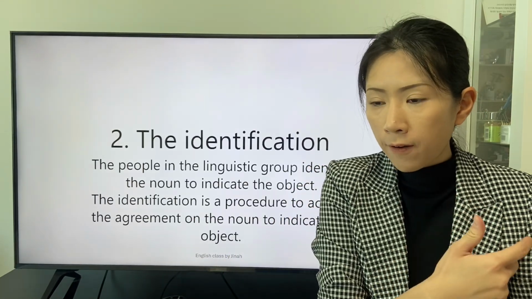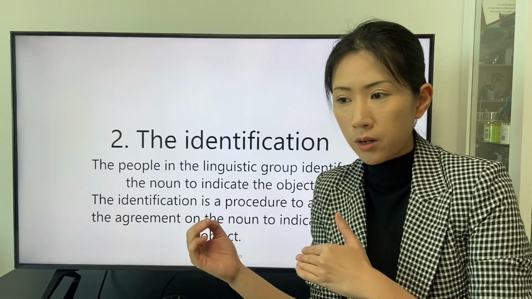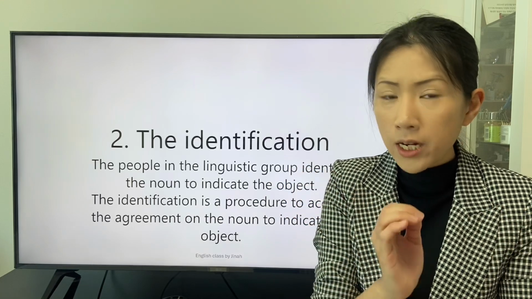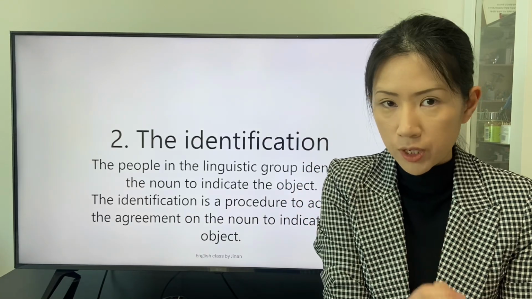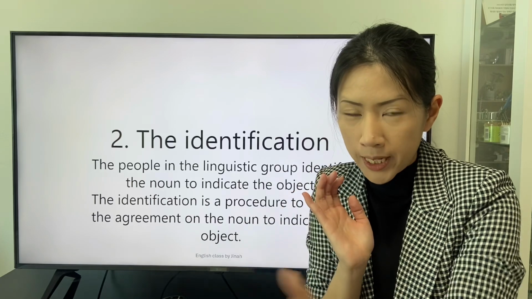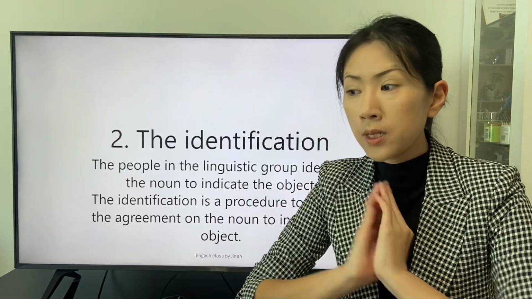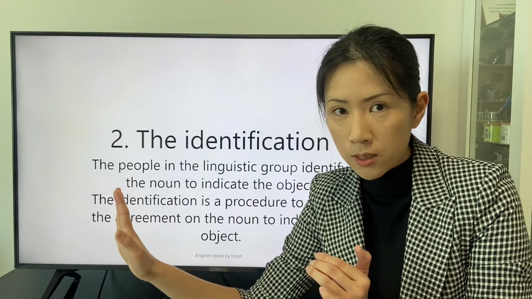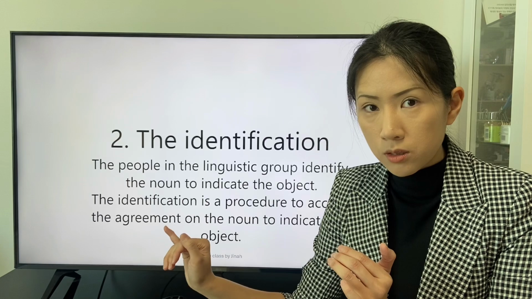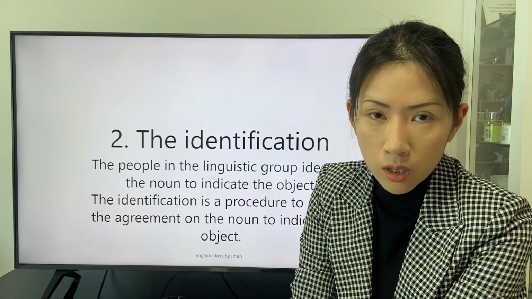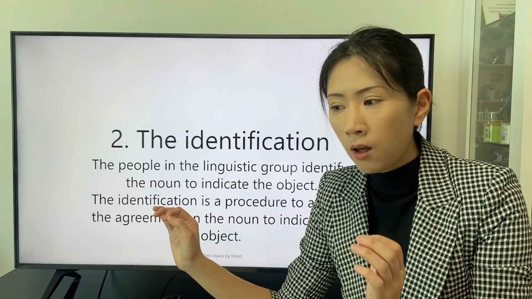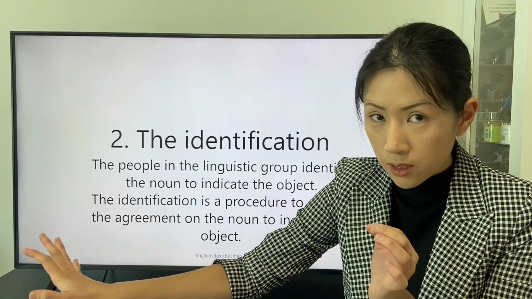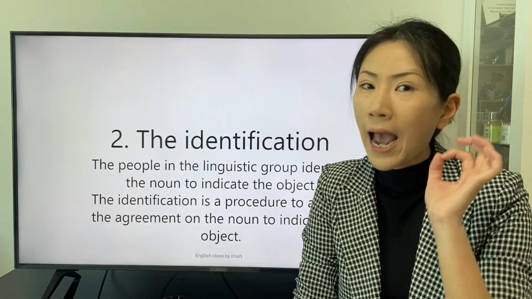We will think of the procedure reversely. So the people made a noun with the object. After the noun is agreed in the linguistic group, people think of a foreign object with the definition to indicate the noun. So the procedure of a noun to indicate an object is the identification.